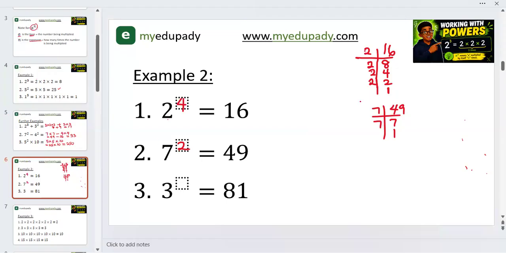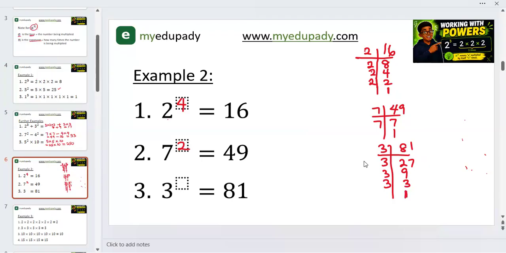Let's take a look at that. So we're going to write 81 out, and then we start to divide by 3. So 3 in 81 is 27. 3 in 27 is 9. 3 in 9 is 3. 3 in 3 is 1.